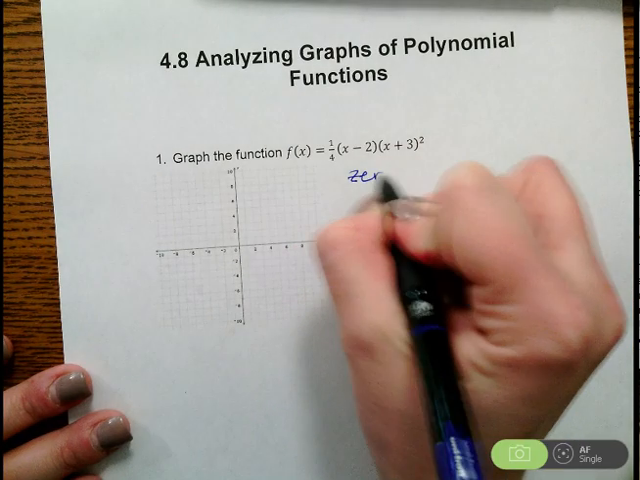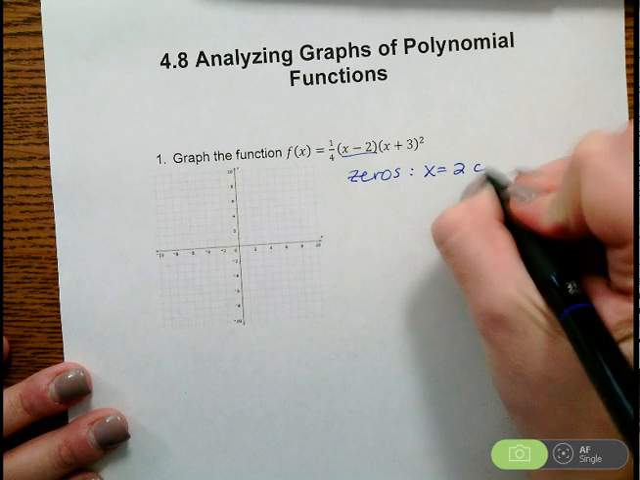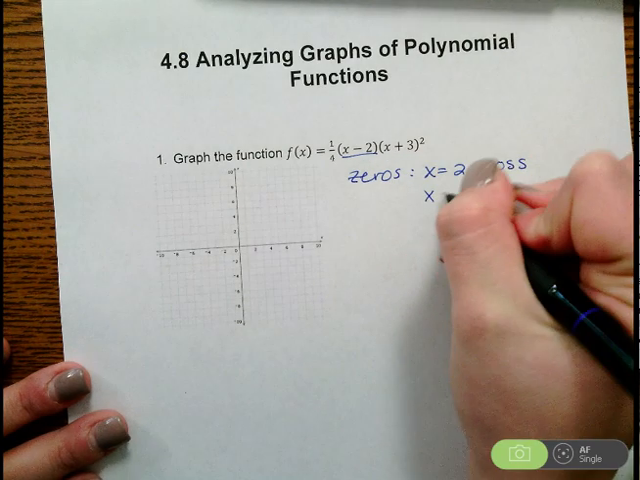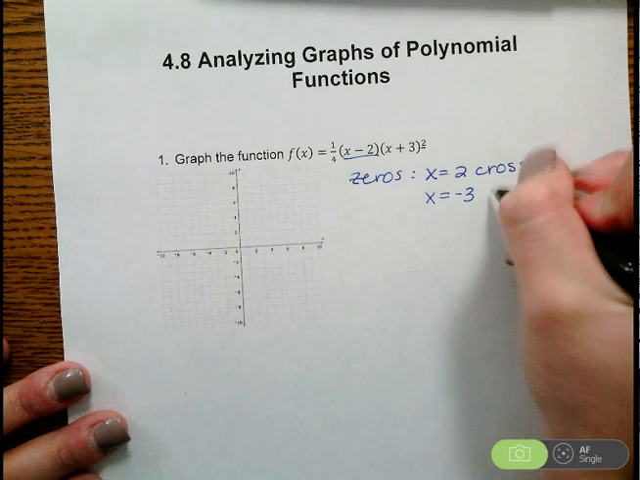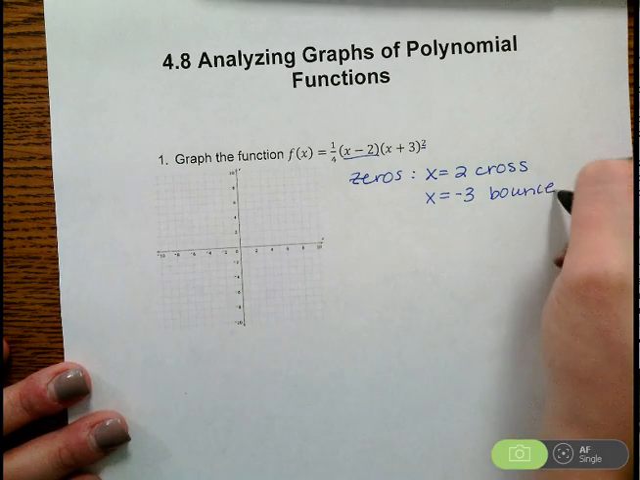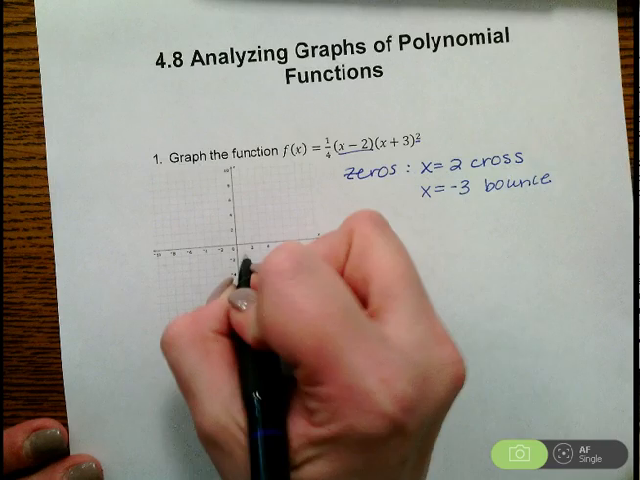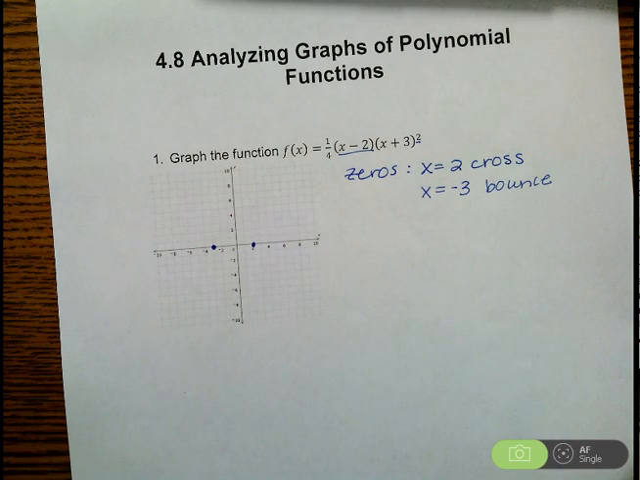The zeros: that factor right there gives us x equals 2. Because that one occurs only once, we cross at that zero. Then x plus 3 is going to be 0, so x equals negative 3. Because that one happens twice, we're going to bounce at that zero. If you didn't know that, you could always plug it into your graphing calculator and see that. But we know that x equals 2 is a zero, and we've got one at negative 3. We know that one crosses and one bounces. We don't want to draw anything quite yet, though, because we don't know which way our graph is going to go. So those are the zeros.